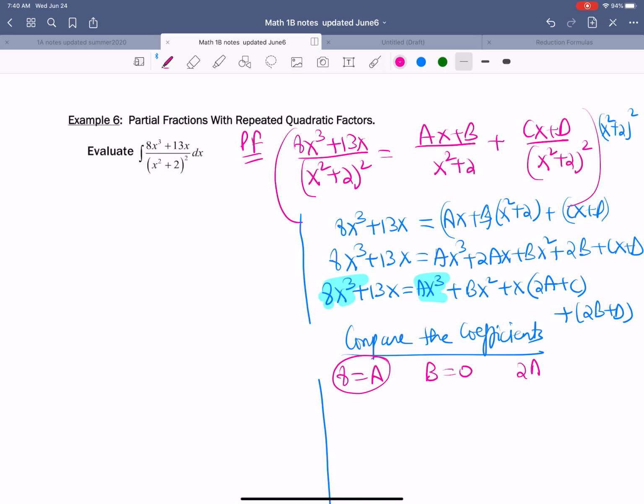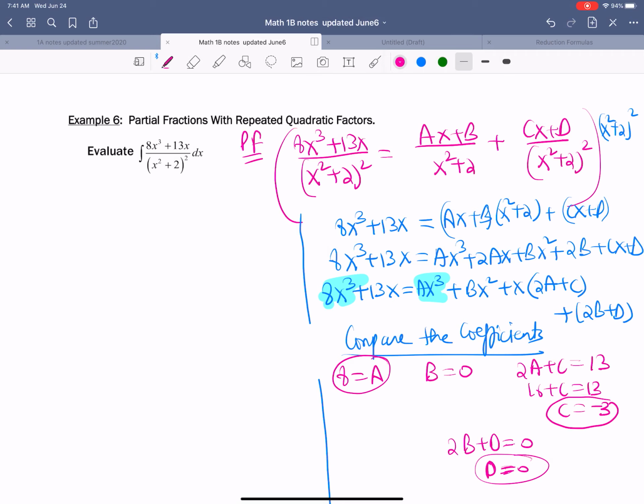2a plus c has to equal 13, so 16 plus c has to equal 13. c turns out to be -3. Also, 2b plus d has to equal 0 because there's no constant term on the left-hand side, which gives me d equal to 0 because we already found b is 0. Good, so that's d equal to 0.